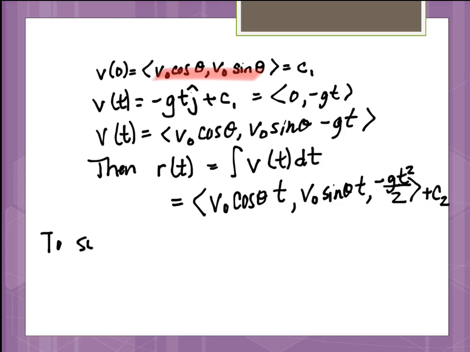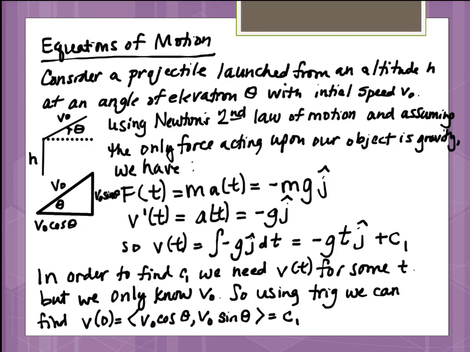So to solve for C2, we can use R of 0. So what is R of 0 in the context of my picture or the situation here? What is R of 0 going to be? Can you tell?